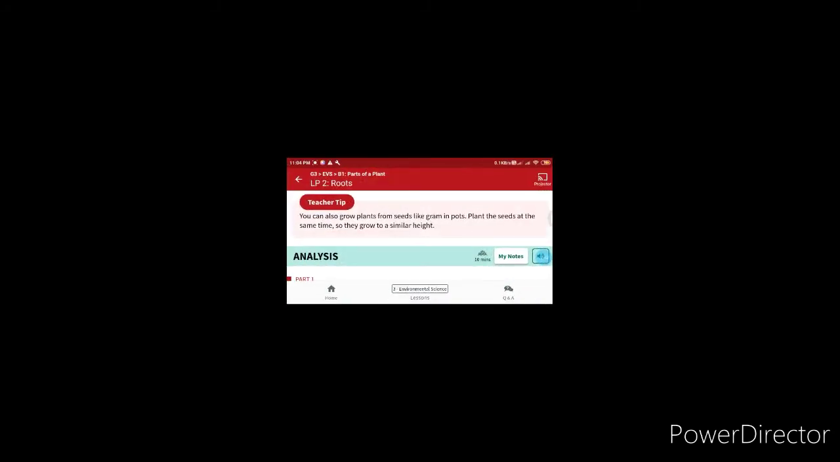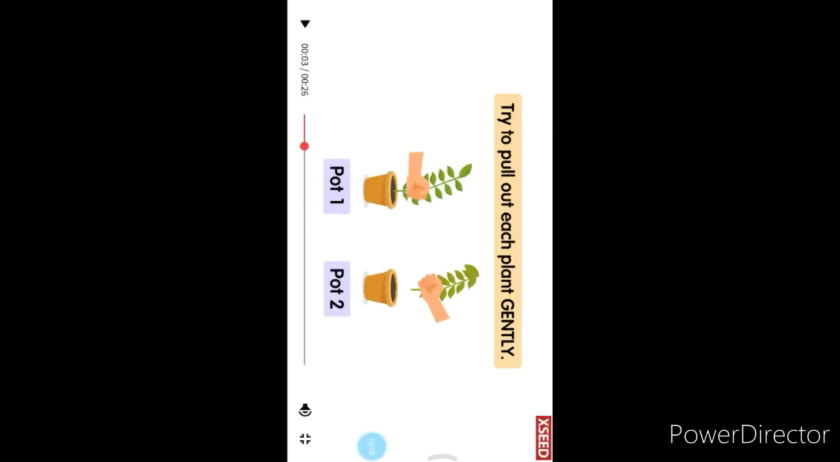What functions are the roots performing in a plant? Let's watch an experiment. The soil is loosened in both the pots. Water is poured. The plant in pot 2 is pulled out easily because it doesn't have any roots. So understood, children, how the pot 2 plant is coming out easily.